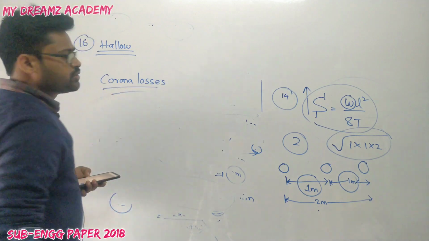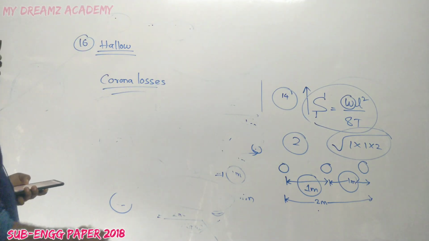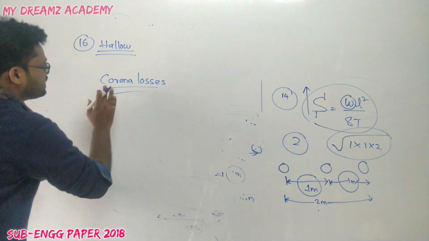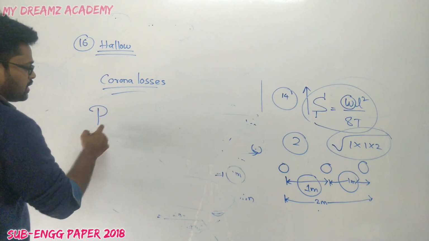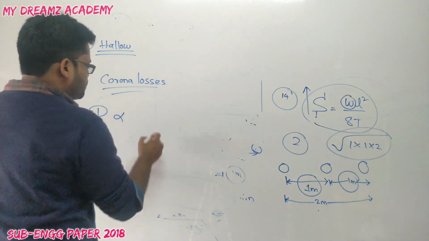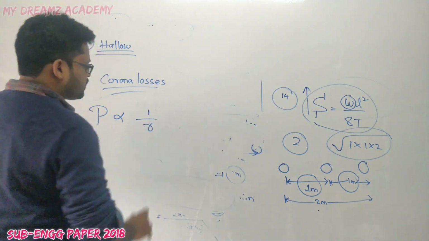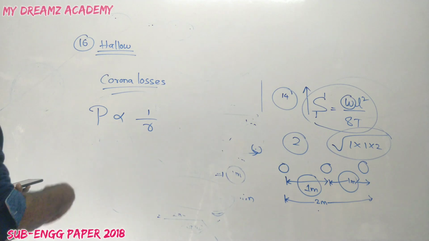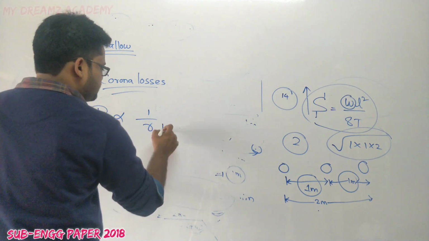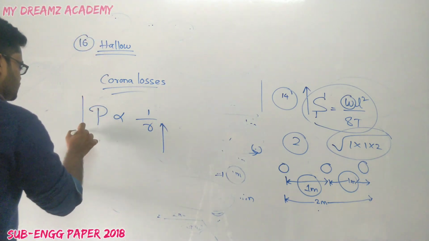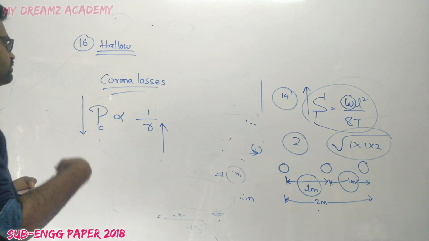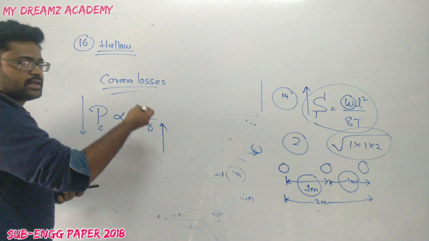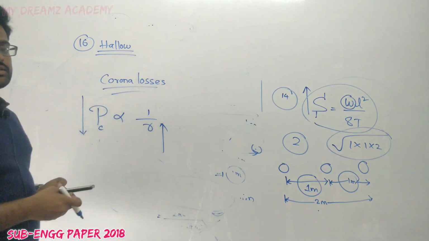Hollow conductors are used to reduce the corona losses. Sir, how is the corona loss related to a hollow conductor? The corona loss formula is directly proportional to 1 by R. If the radius of the conductor increases, then the corona loss will reduce. If the radius of the conductor increases, then the corona loss will be decreased.